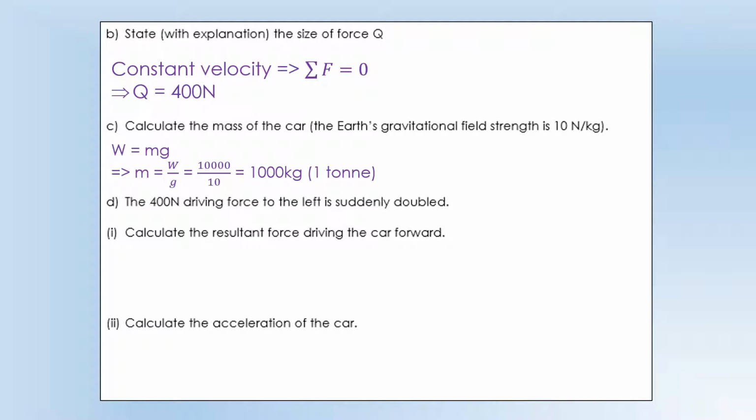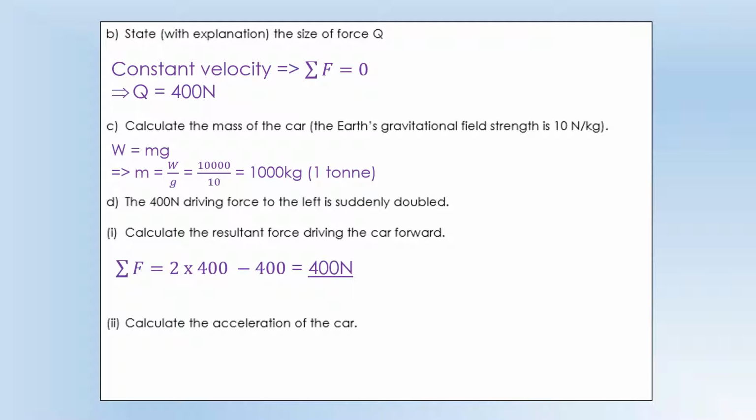The 400 newton driving force to the left is suddenly doubled. Calculate the resultant force driving the car forward. So now there is 800 newtons forward, 400 back, giving a resultant force of 400 newtons.